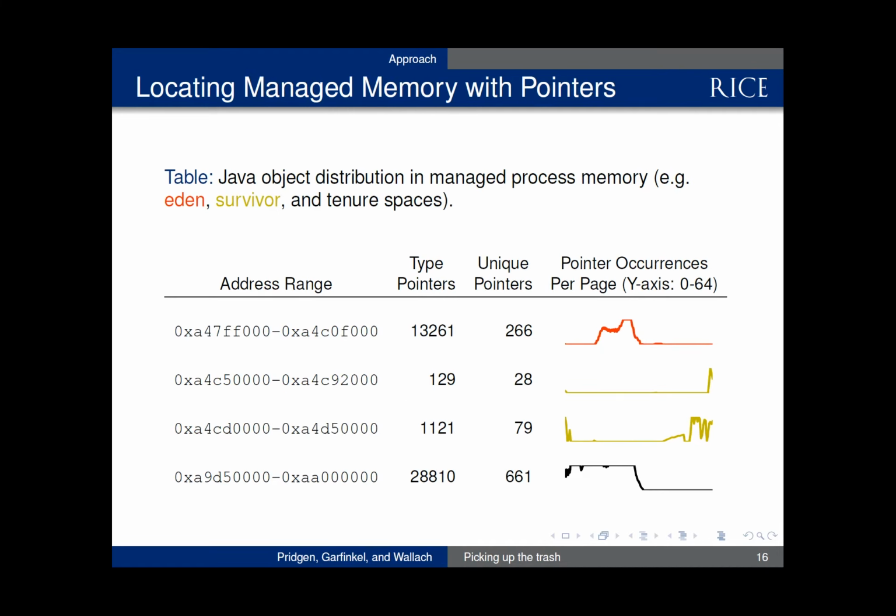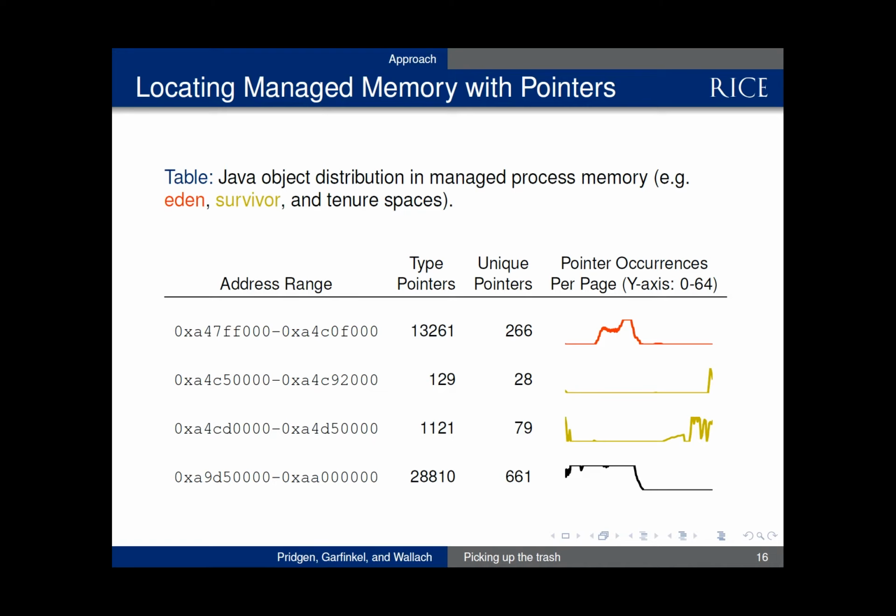But then we can also use the type information that we recover from the system dictionary. What's interesting about Java, and if you remember from that previous slide where I talked about the memory layout, is that every object has a pointer to the type that it's actually implementing. And this can give us a lot of information as far as whether this is an oop or just some random bit of data.